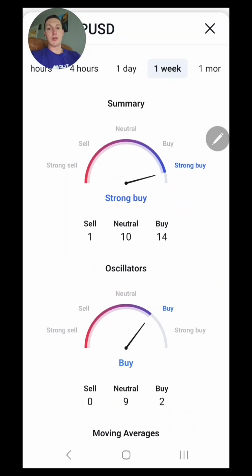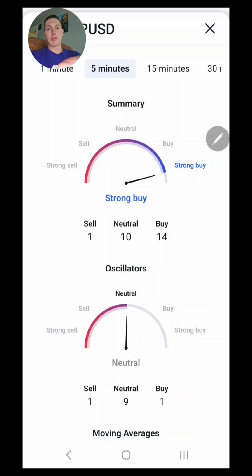So it just goes to show that XRP is showing a strong buy on the weekly. That's your long-term chart. So this is basically telling you that it's projected to go up in the long term. If you get down to the really short-term one, wow, it's bullish really short term too.